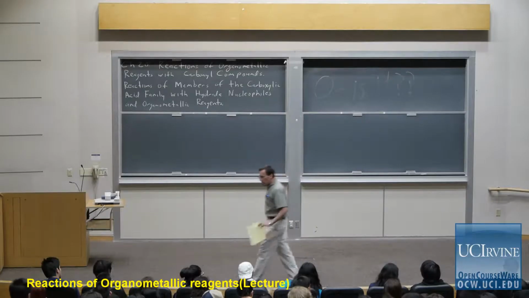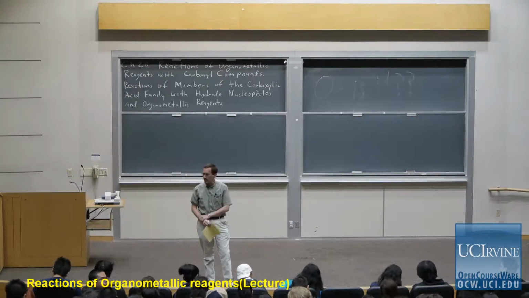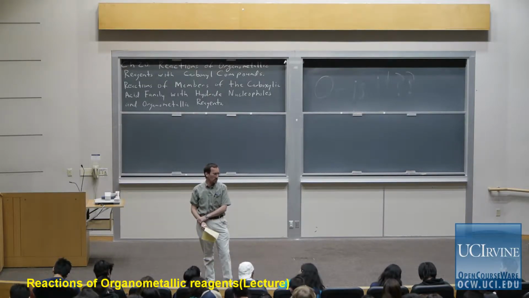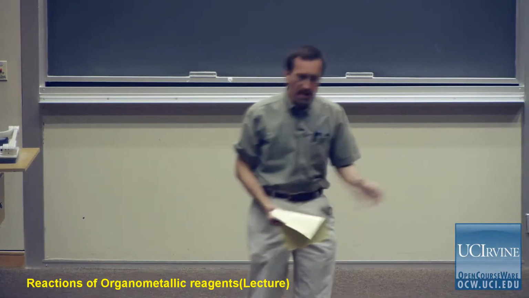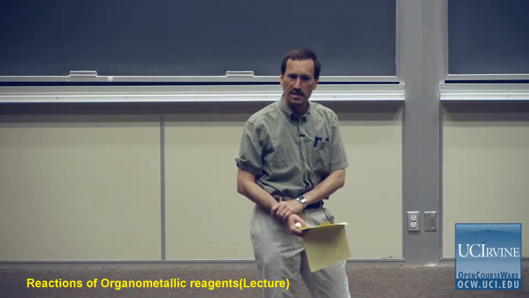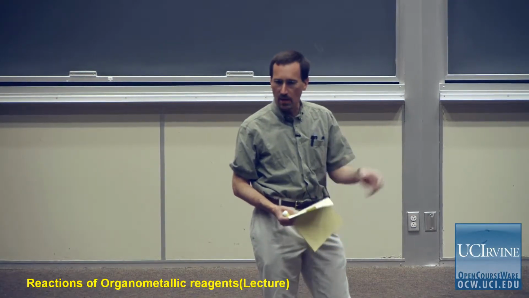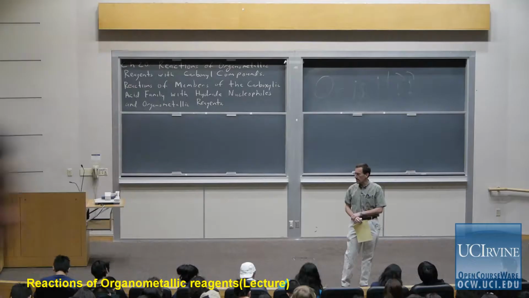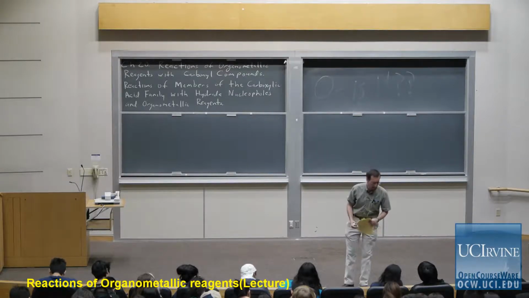Today we're going to continue our discussion of chapter 20, and I'd like to introduce organometallic reagents and talk about their reactions with carbonyl compounds and their reactions in general. Then we're going to talk about reactions of members of the carboxylic acid family with hydride nucleophiles and with organometallic reagents. And if there's time, we'll conclude by talking about use of these reagents and these reactions in synthesis.